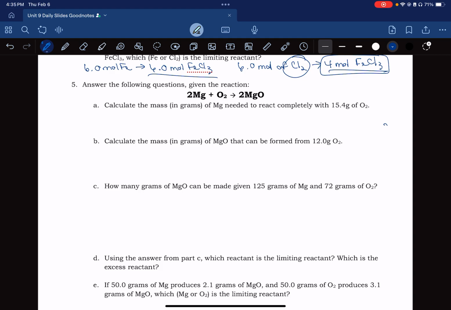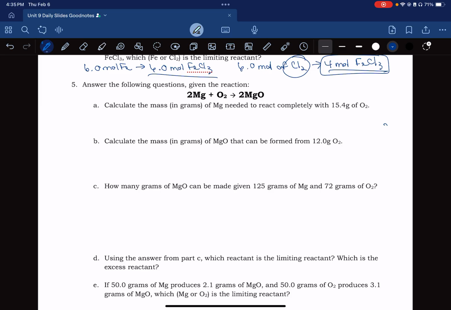So it says calculate the mass in grams of magnesium needed to react completely with 14.5 grams of diatomic oxygen. I know already some of you are thinking, wait, react completely. Should I know what that means? Should I be doing something differently because it says react completely? The answer is no. This is the same thing that we've been doing.